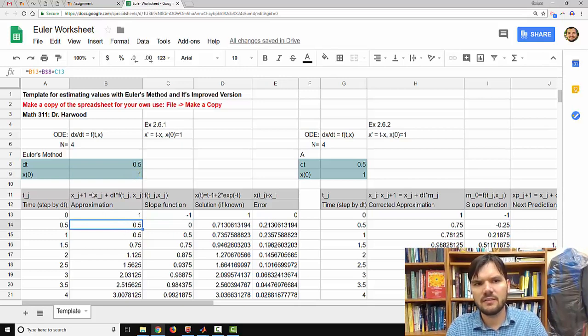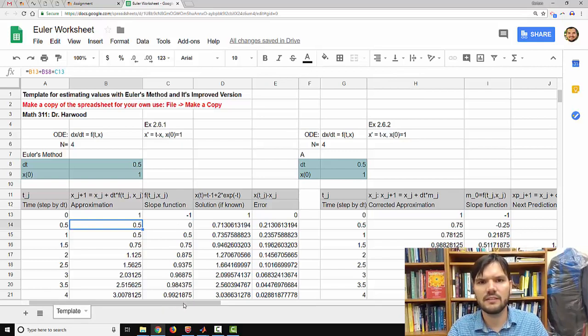You'll notice that the form of the equation is written out above a lot of these. So x of j plus 1 is equal to x of j plus dt times the slope function. Well, x of j is just a previous value. So B14 is equal to B13 plus dt in B8. Notice in B8 I have the dollar sign to keep that dt, that delta t, fixed as I scroll down, times C13, which is right next to it. Okay, so that's Euler's method. Pretty straightforward to implement it.